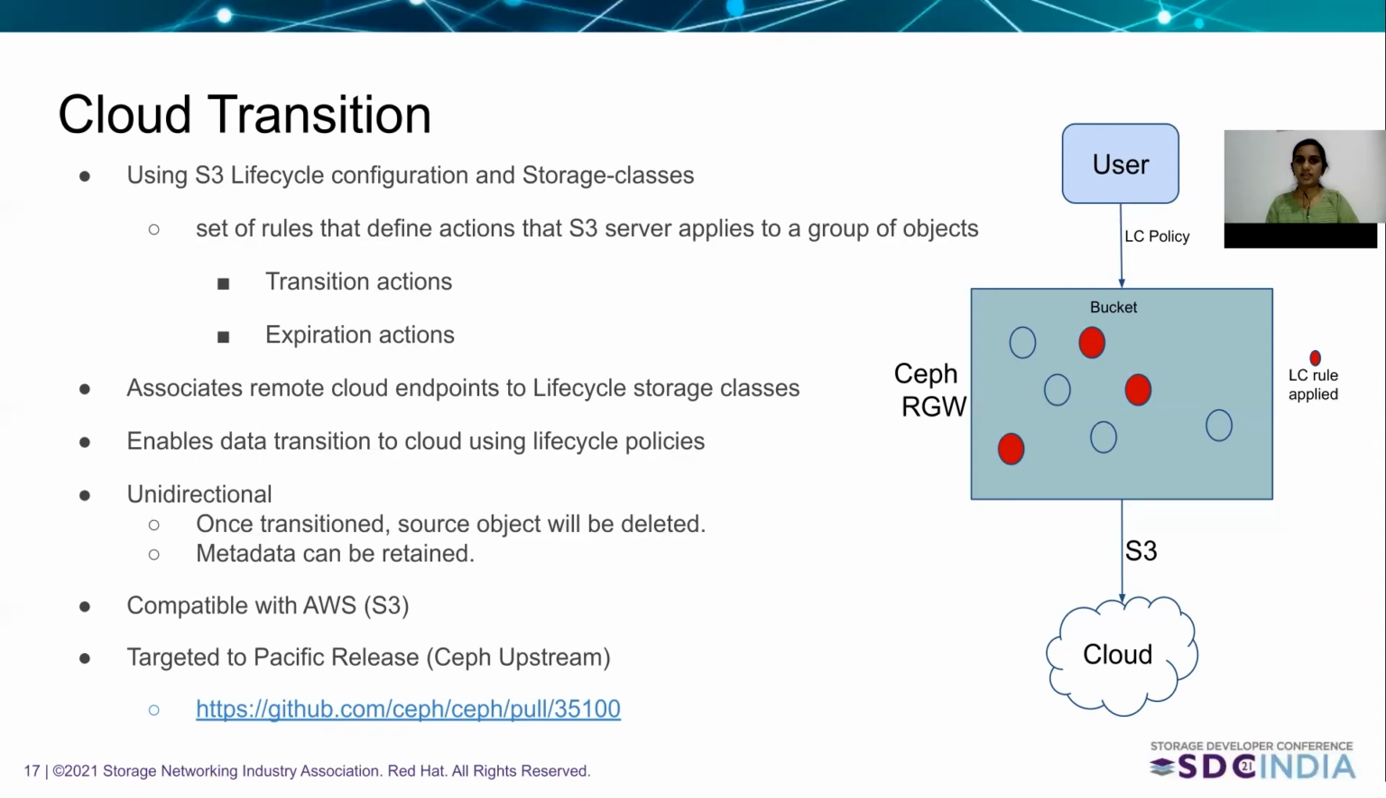It's unidirectional, that is once the object is migrated to cloud, it's not restored back at the moment, but we do plan to support the restore operation in the near future. However, since it's a migration, once the object is migrated to cloud, the source object is by default deleted on the Ceph cluster. But we can retain its metadata or head object of the source object as well by configuring an option. It is an upcoming feature and is targeted for the Ceph upstream Pacific release.